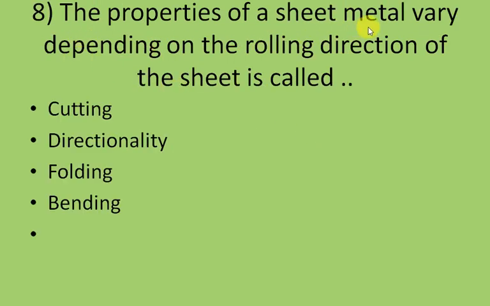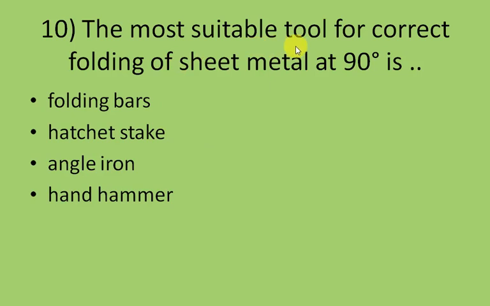The property of sheet metal that varies depending on the rolling direction of the sheet is called directionality. The most suitable tool for correct folding of sheet metal at 90 degrees is angle iron.